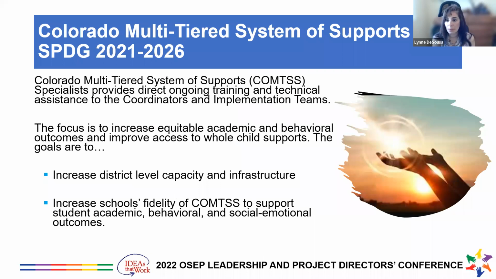Colorado Multi-Tiered System of Supports, through the State Personnel Development Grant, or SPDG as we affectionately call it, we were awarded that in 2021, and we are supporting partner regions and districts through a mutual selection process. The majority of our funds are used to provide direct and ongoing training and technical assistance to coordinators and implementation teams. The focus of this technical assistance is to increase equitable academic and behavioral outcomes, and improve access to whole child supports. The goals are twofold. First, to increase the region and the district level capacity and infrastructure. And the second is to increase school fidelity of COMTSS to support students' academic, behavioral, and social emotional outcomes.